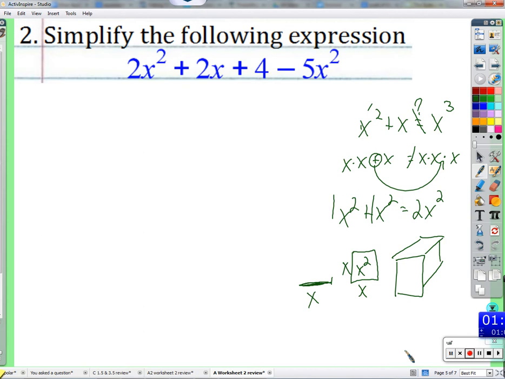So now I have 2x squared and negative 5x squared, which are like terms. 2x doesn't have any like terms, 4 doesn't have any like terms. So 2x squared plus 2x plus 4. Do you have to write it a certain way? In a certain order? No. It could be 4 minus 3x squared plus 2x. It could be in any order.